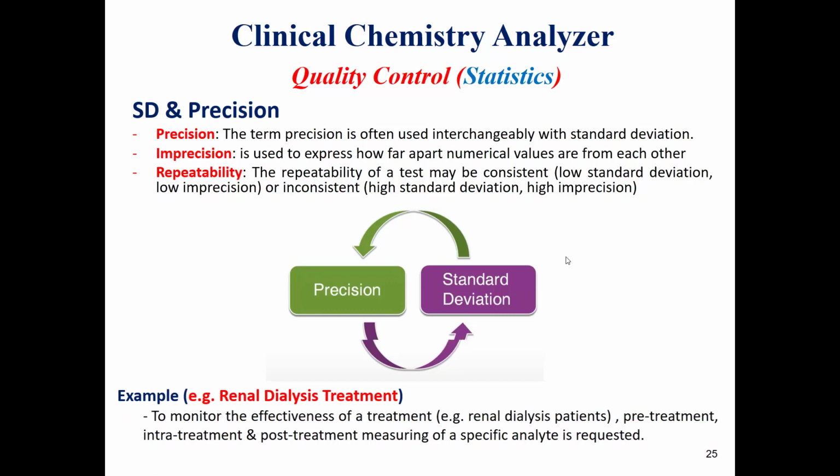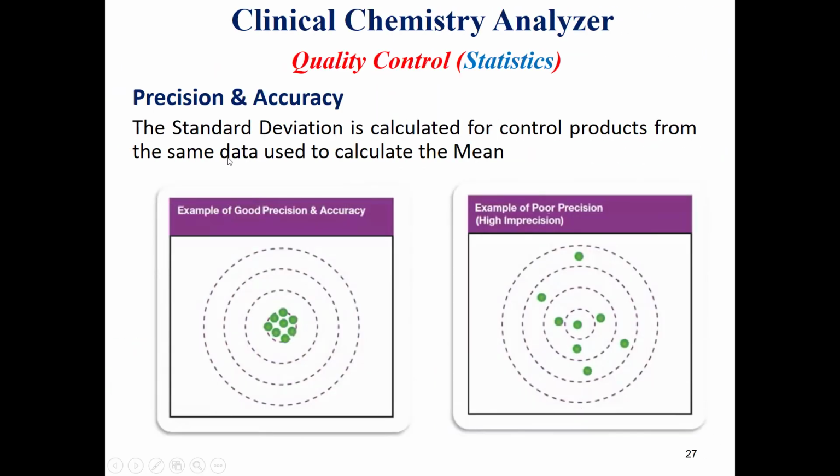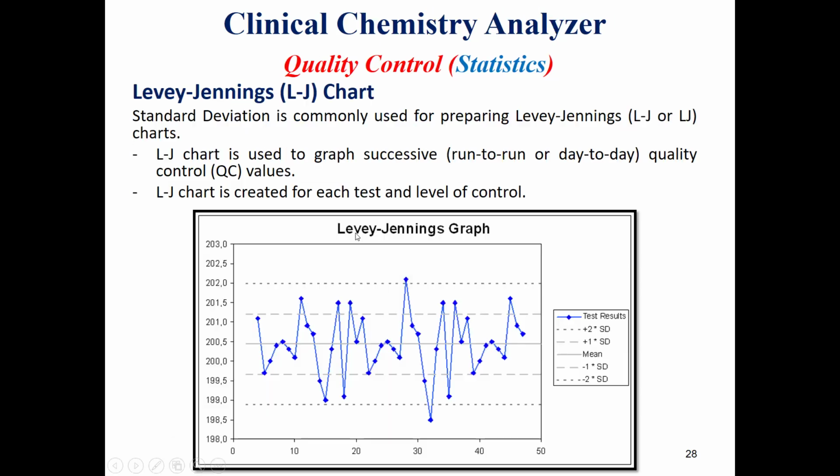So as we said, from the values of the quality control, we should calculate the mean and the standard deviation. Firstly, we calculate the mean, and after that we can calculate the standard deviation, and this will help us to determine whether our analytic system is good and reliable. This will be translated in a statistical way, which is called precision and accuracy.